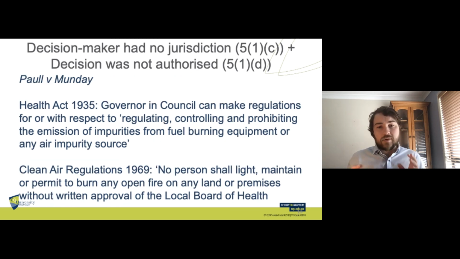To highlight that with a real-world case, and this one's a bit technical, but I also think it's a nice, clear example. So we'll go through it in a bit of detail and quite carefully. In Paul and Monday, we had the Health Act of 1935, which said that the Governor in Council can make regulations for or with respect to regulating, controlling, and prohibiting the emission of impurities from fuel burning equipment or any air impurity source. So the Health Act 1935 gives the power to regulate air impurities.